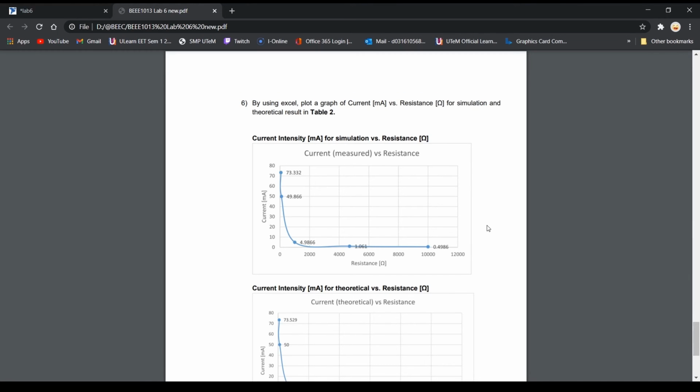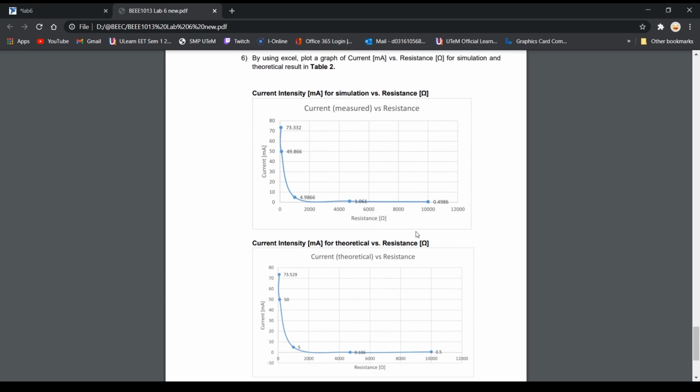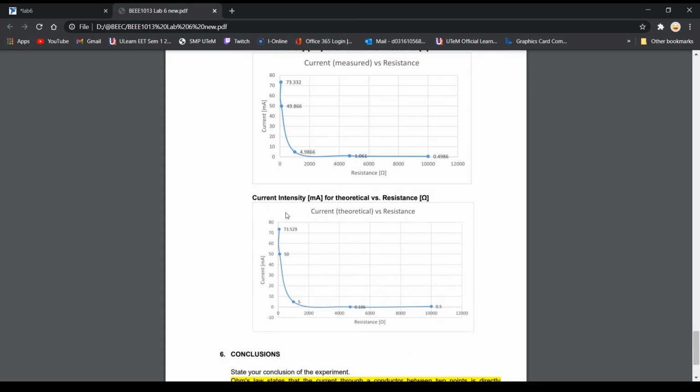Okay, so for number 6, this is the graph for current versus resistance. So the first graph is for the simulated one. So we can see the values here. 73.332 is the highest value of the current which is measured, and then it drastically decreases to 4.9866, to 1.061 and finally to 0.4986.